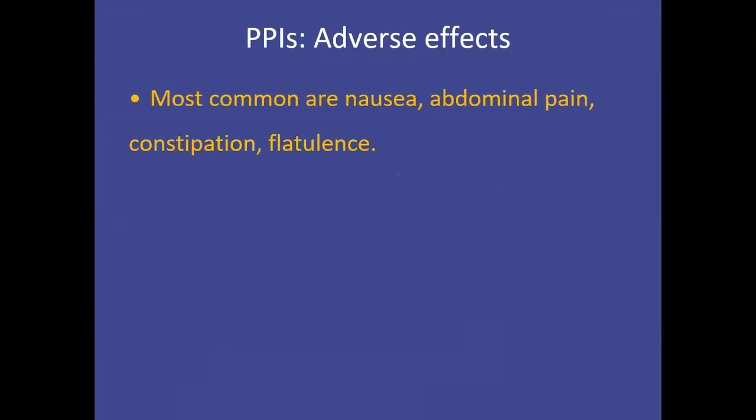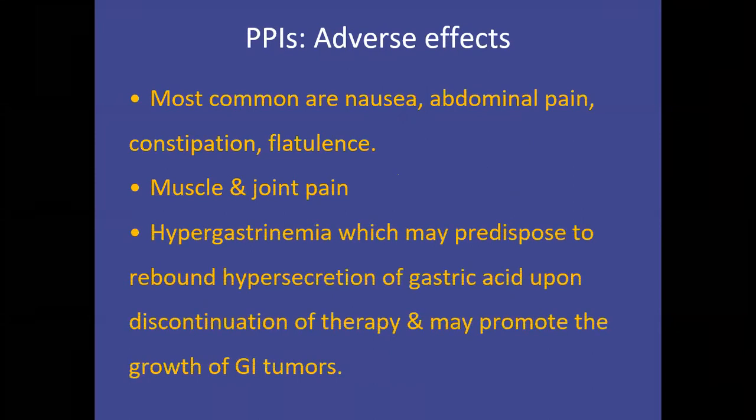Adverse effects are very few. Most common are nausea, abdominal pain, constipation, and flatulence. These are acceptable. Muscle and joint pain, mild. However, one thing, if you use this drug for prolonged periods of time, is hypergastrinemia, which may predispose to a rebound hypersecretion of gastric acid upon discontinuation of therapy and promote the growth of GI tumors, because gastrin is trophic in nature.